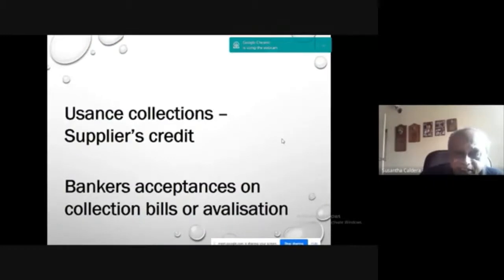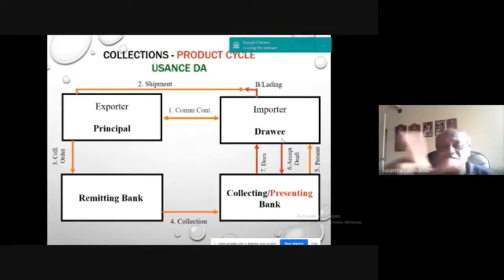Usance collection, supply credit. We call it bankers acceptance on collection bills of evaluation. The usance bills is supply credit. I think I have done this last time, right? When it comes to usance collection, just spend about 1 minute to read step by step 1, 2, 3, 4.